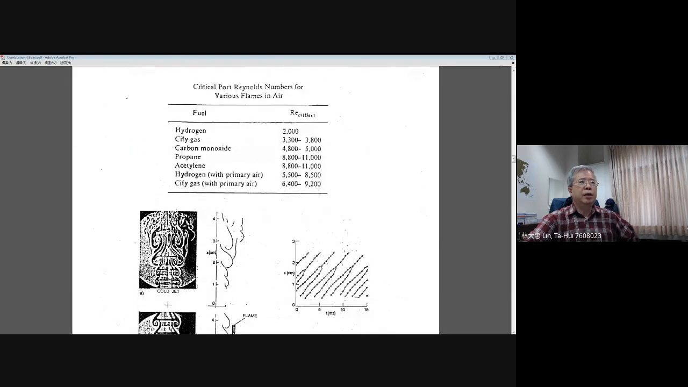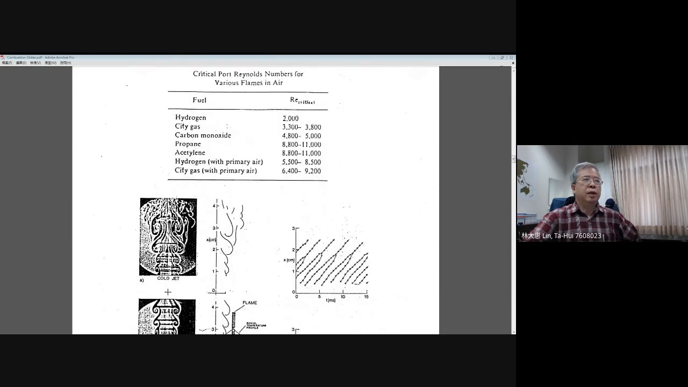And this table tells you that hydrogen actually has a smaller critical Reynolds number, and the city gas, you can look at here. For the hydrogen, it is a very light molecule, and it will induce the turbulent flow earlier, so the critical Reynolds number is small. Okay, and the interesting thing is, this is hydrogen, and the critical Reynolds number for the transition is around 2000, right?